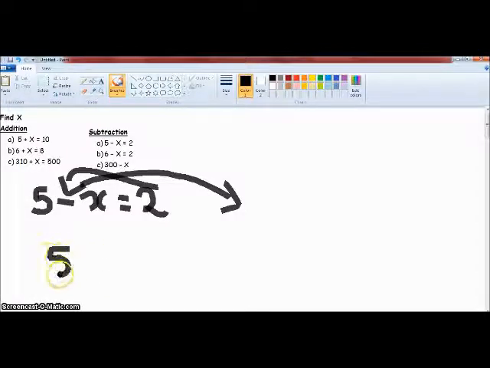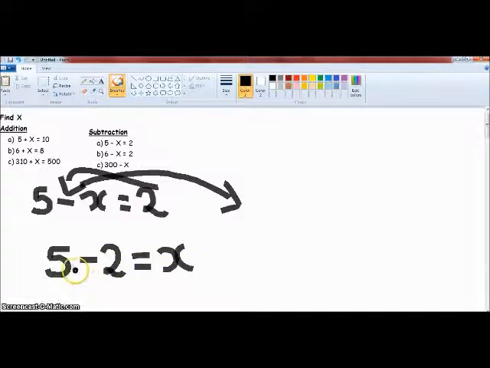5 will remain where it is. Let us first start by moving this 2. This 2 here is positive, but because it is crossing over to this side, it will become negative. So it will be 5 minus 2. And then the x also crosses over the equal sign, so here the x is negative, this side it will be positive. So what we actually have now is 5 minus 2 equals x.